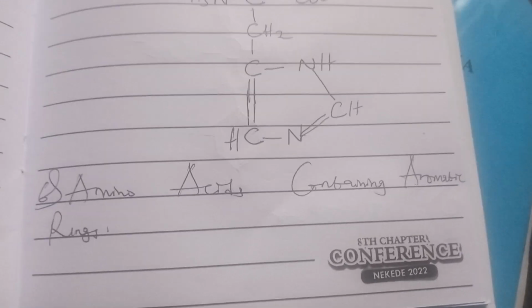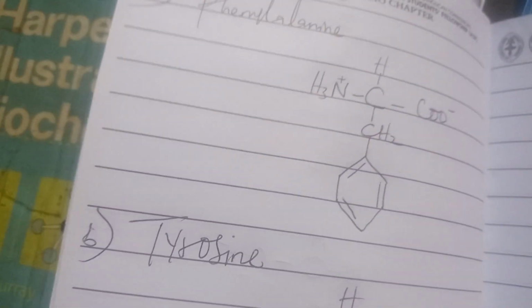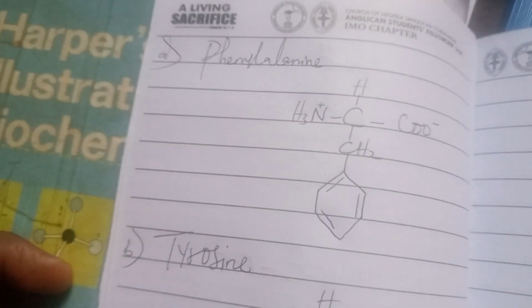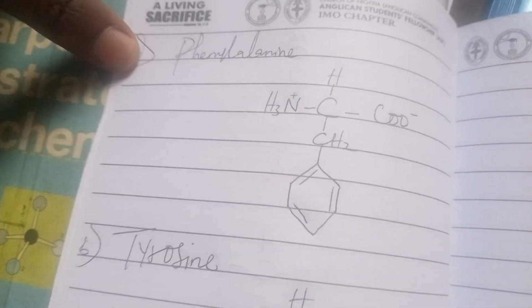Look at it here. Now to the next one, we say amino acids containing what? Aromatic rings. I've explained what aromatic rings are. I said that aromatic rings are rings that contain what? Benzene side chain. Are you there? Benzene side chain. Now look at them. We have phenylalanine, we have tyrosine, and we have what? Tryptophan.